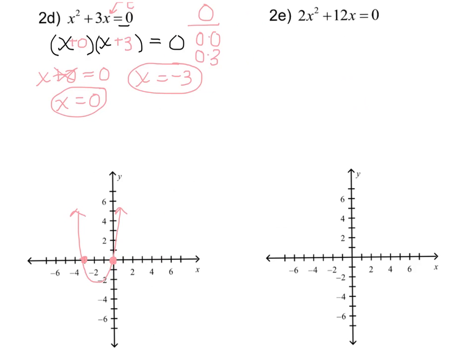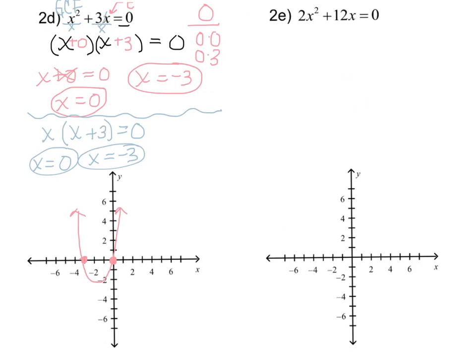That wasn't the only way to solve that problem. If you only have two terms, you can look for a GCF, because in this case we did have a GCF. We can divide both the x squared and the 3x by x. If we were to do that and write the GCF out front and write the leftovers in parentheses next to it, we'd be left with x and plus 3. If we did that, we'd come out with the same answer, that x equals 0 and x equals negative 3. That's what I'm going to do for 2e.